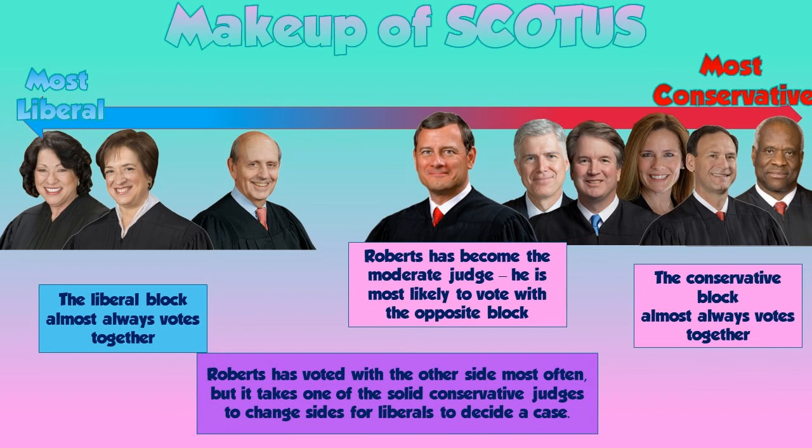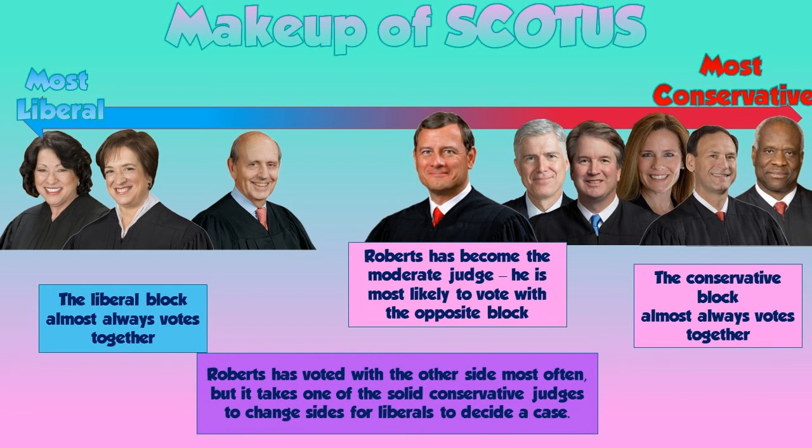This is going to go down in history as the Roberts Court. His name is on it. So he has been most likely to vote with the opposite bloc, especially when it comes to limiting President Trump and things like that. Now, for the liberals to win in the Supreme Court, they have to win over the support of Chief Justice Roberts and one of the solid conservatives.